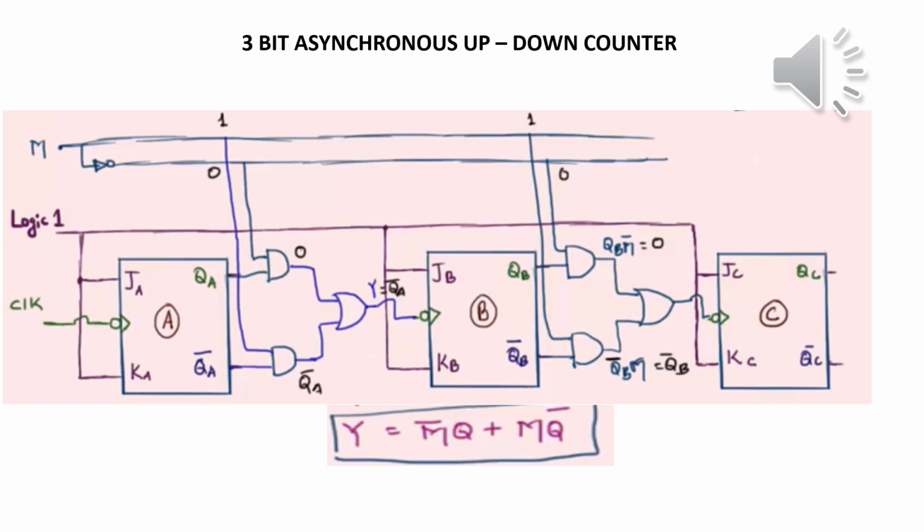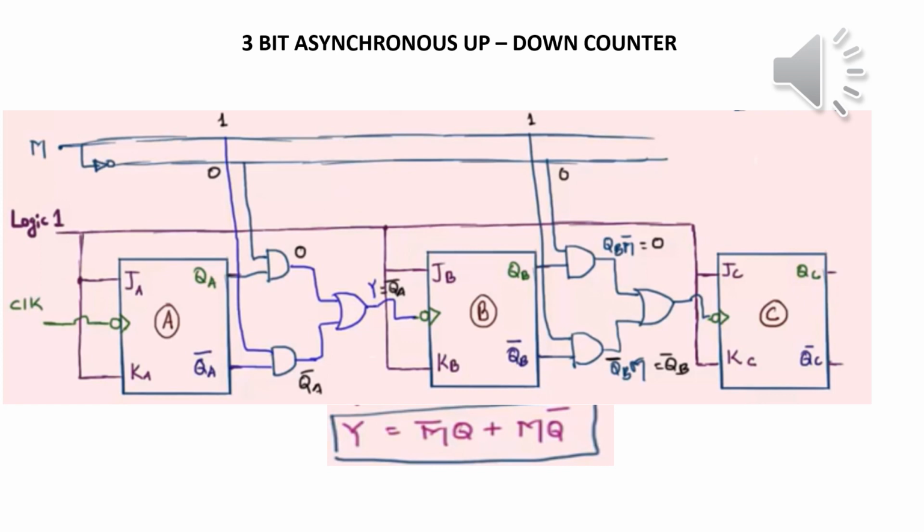For example, you can consider M value as 1. So M bar is nothing but 0. So now you can see the circuit diagram here. The first AND gate is M bar into Qa. So M bar value is 0. 0 into Qa, what will be the output here? 0 as the output of the first AND gate. And for the second AND gate, the output should be M into Qa bar. So M value is equivalent to 1, and 1 into Qa bar is equivalent to Qa bar.